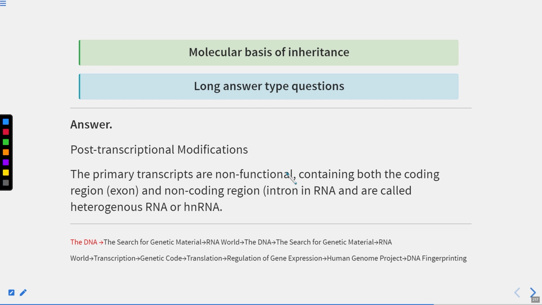So let's talk about post-transcriptional modification. The primary transcript which is produced, known as hnRNA, heterogeneous nuclear RNA, also known as the primary transcript or the pre-mRNA, is initially non-functional, and it contains both the coding regions, the exons, and the non-coding regions, which are known as the introns. So both exons and introns are present in the primary transcript, which is also known as heterogeneous nuclear RNA, H for heterogeneous and then nuclear RNA. This is clear.